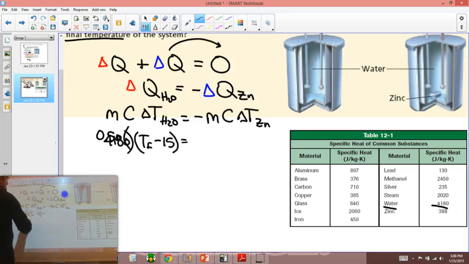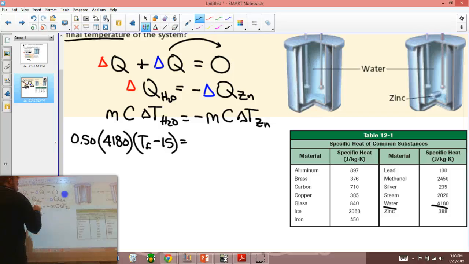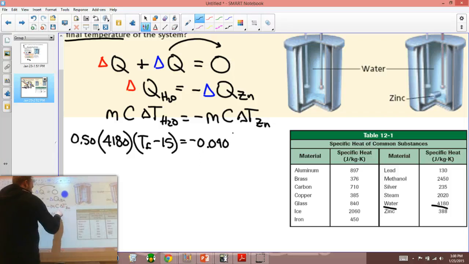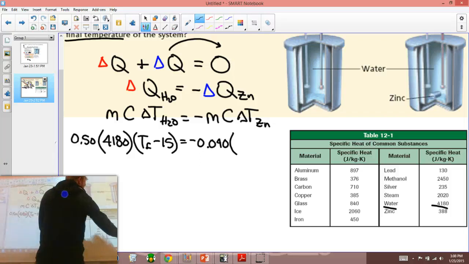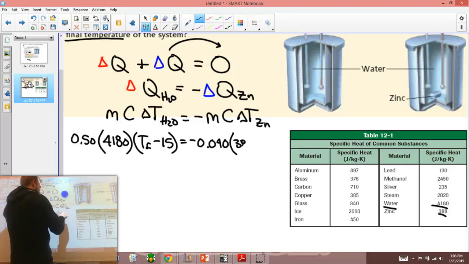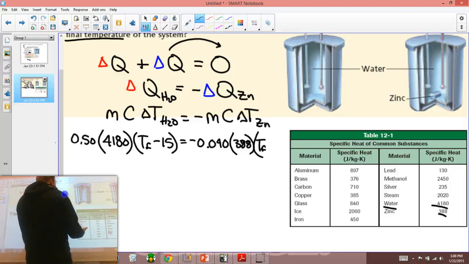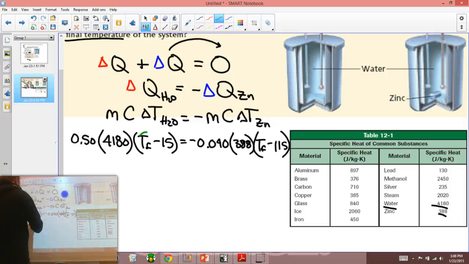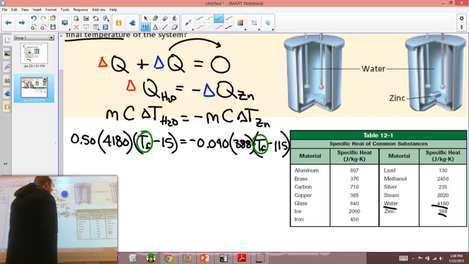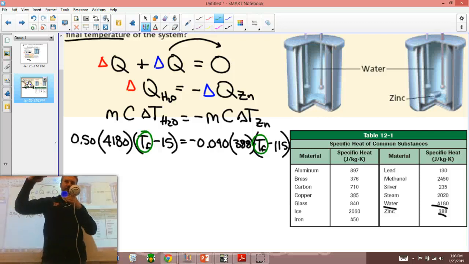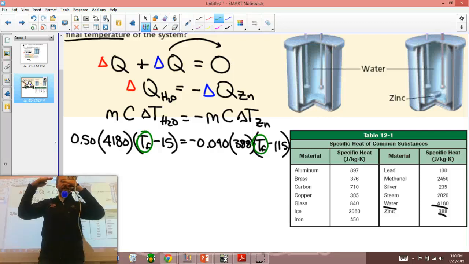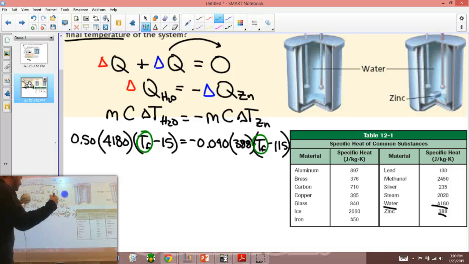Now, negative, remember the negative, 0.040. The specific heat of zinc is 388. And then the final temperature, which we don't know, minus the initial temperature, which is 115. Now notice, I can get away with giving these the same variable because they end up at the same temperature. The temperature of the zinc is going to fall, the temperature of the water is going to rise, and they're going to end up at one temperature, the final temperature.